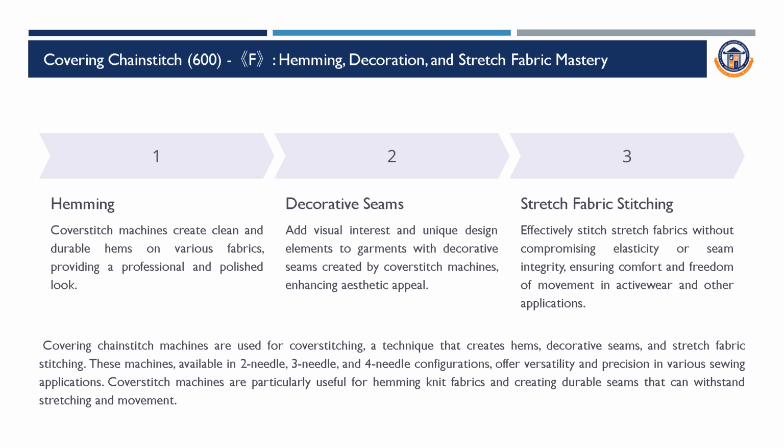Covering chain stitch 600, which does the process of hemming, decoration and stretch fabric stitching. That means this particular cover chain stitch machine is suitable for hemming operation, decorative operation and manufacturing of stretch fabrics. In case of hemming, cover stitch machines are creating clean and durable hems on various fabrics, providing a professional and polished look.